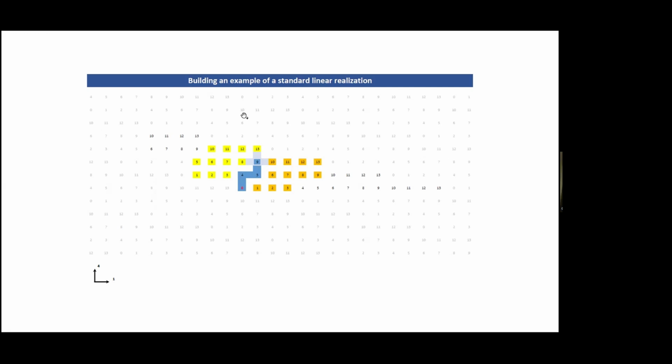But we have another thing that we are interested in. Oh, let me actually show you one example here. This is one example of a standard linear realization, but you can see that this is by no means minimal in A, because here's a one edge, one edge, one edge, one edge, one edge, one edge, way too many one edges.